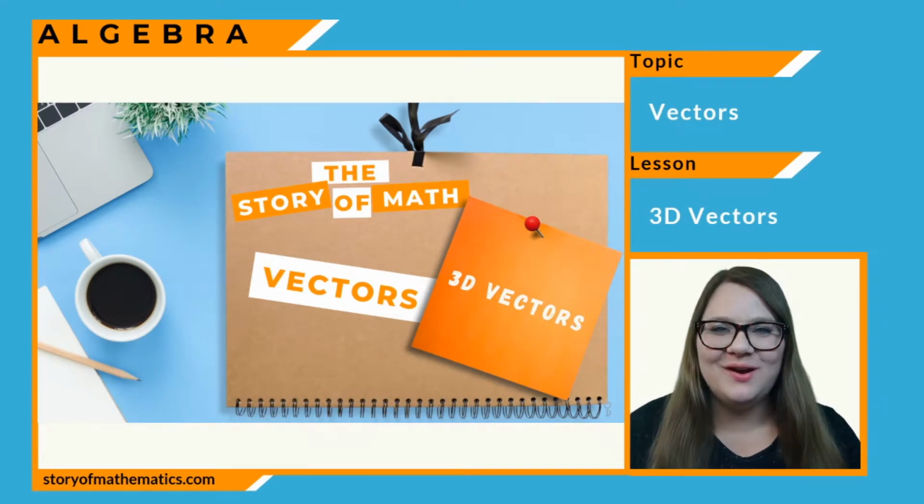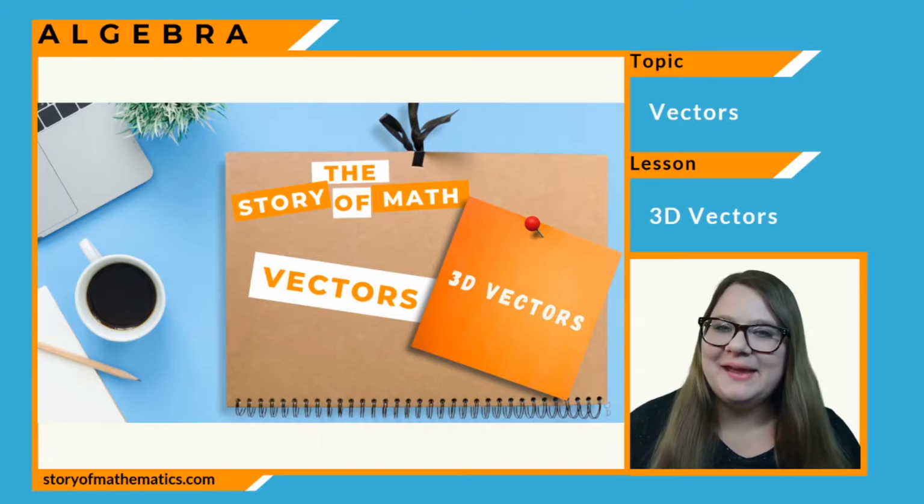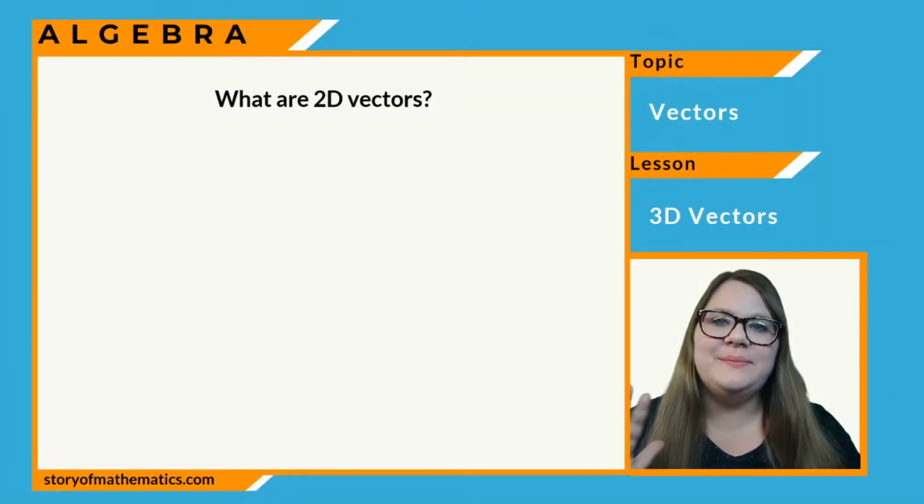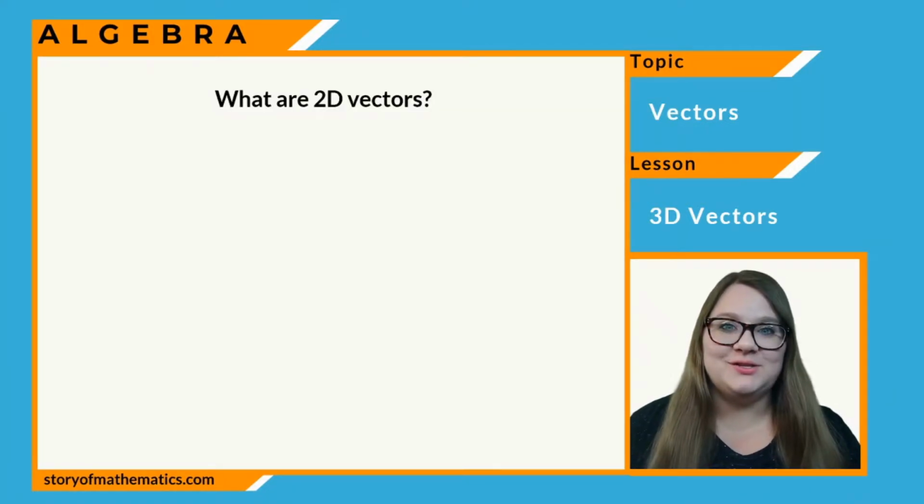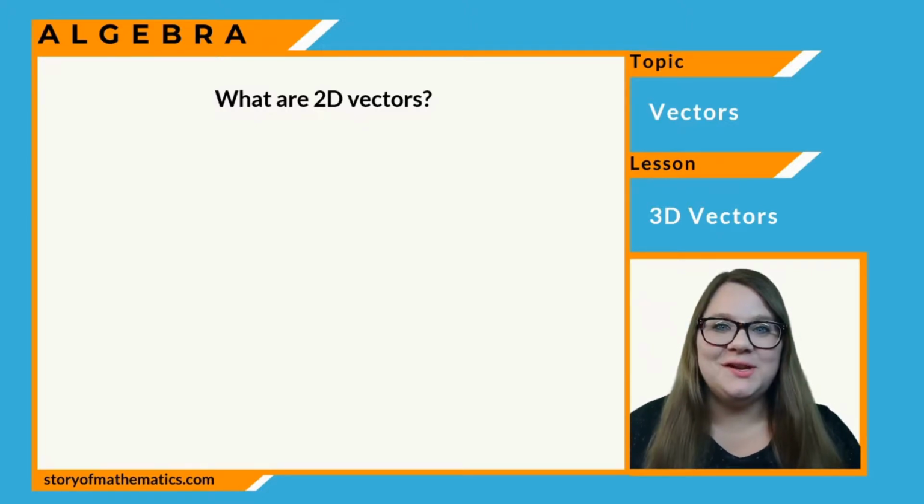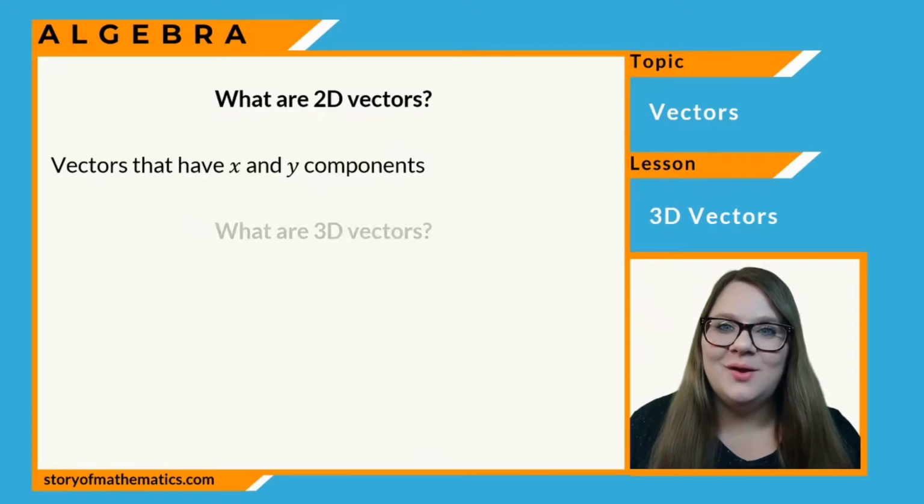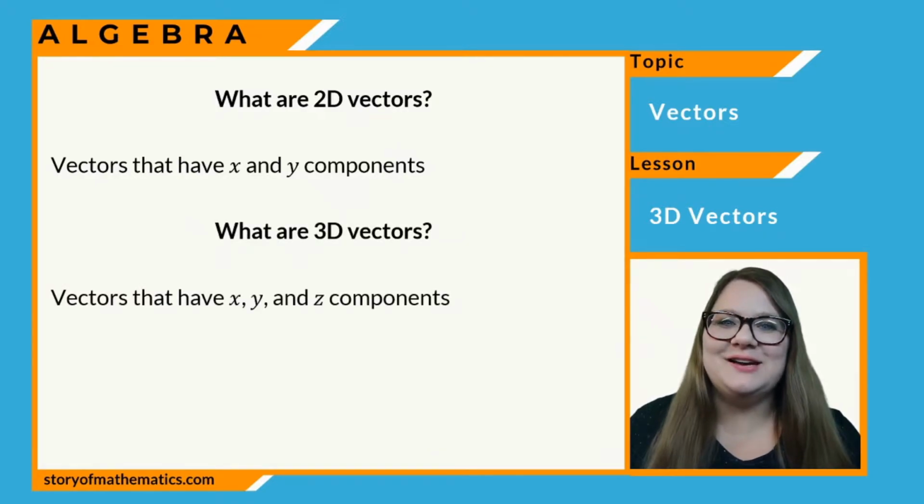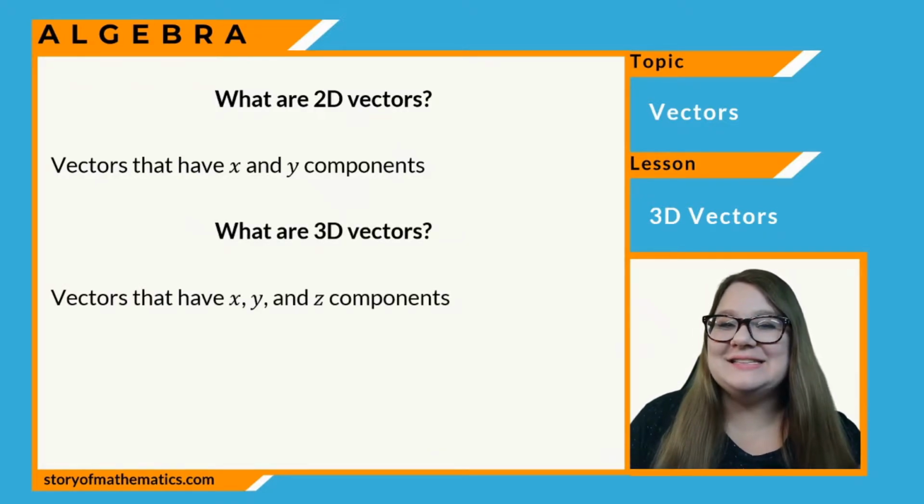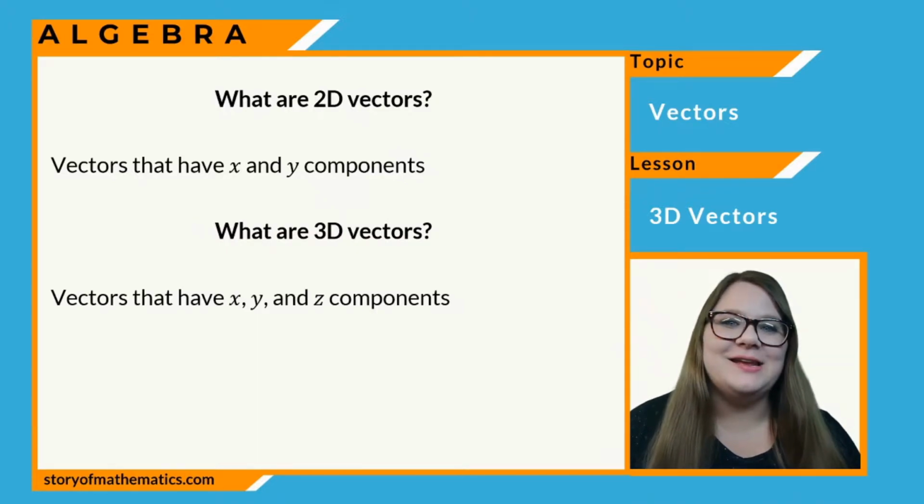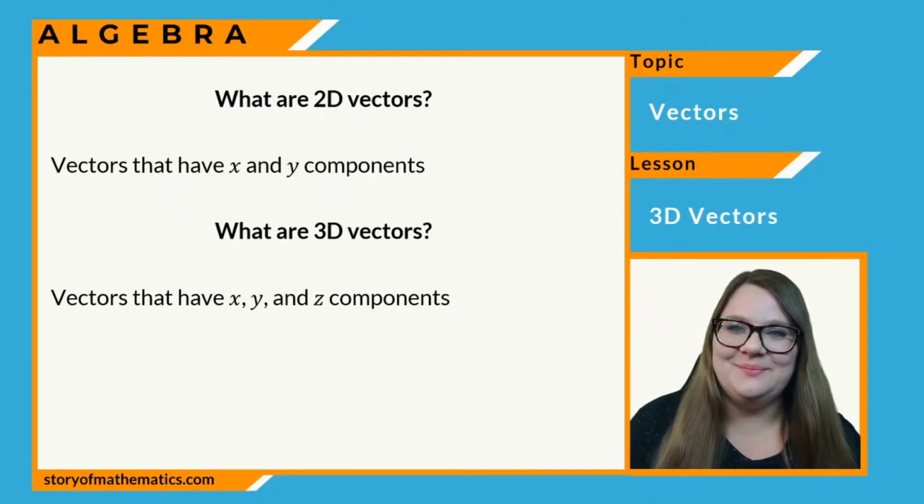In this video, we're going to learn how to graph three-dimensional vectors. But before we get into that, let's talk about what makes three-dimensional vectors different from two-dimensional vectors. Two-dimensional vectors will have both an x and a y component, whereas a three-dimensional vector will have x, y, and z components. So we've added that third dimension.